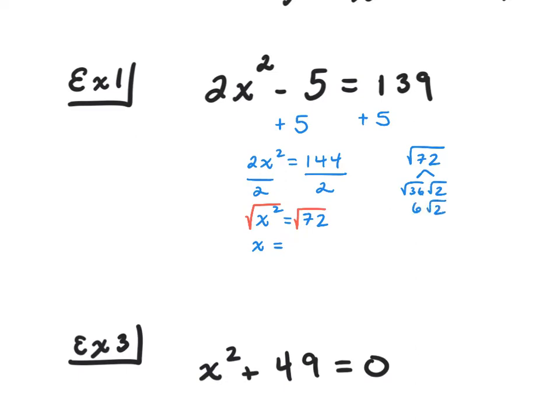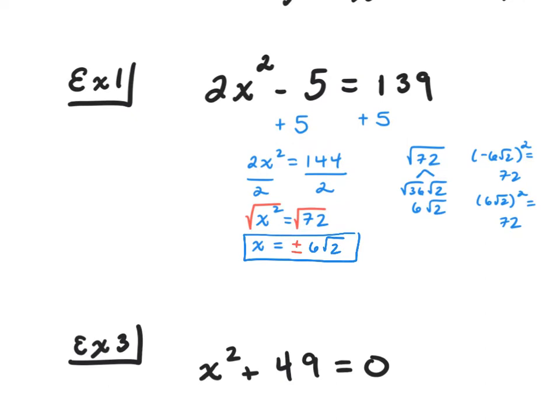The thing is, though, I know that if I were to square negative 6 root 2, that would give me 72, as well as if I were to square positive 6 root 2, that would give me 72. That's the reason why, when I am solving an equation by taking the square root, I need to remember to say that it's plus or minus 6 root 2. That's my answer. Both of those numbers will solve this equation.